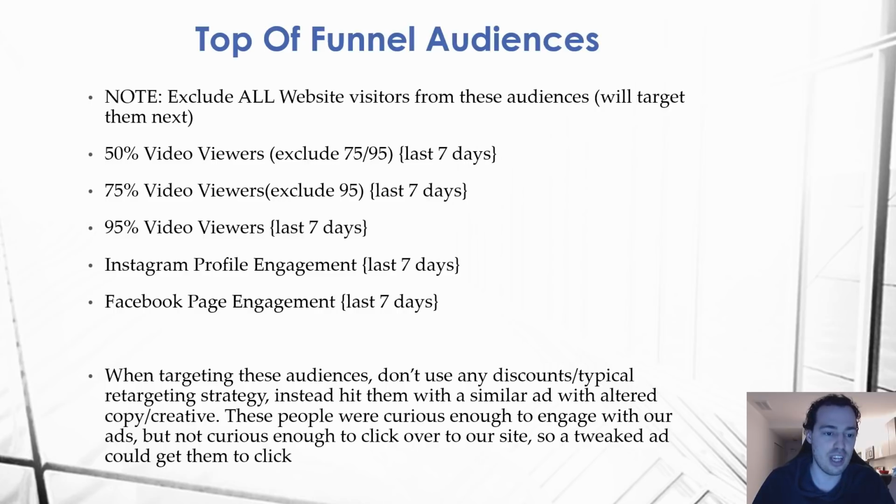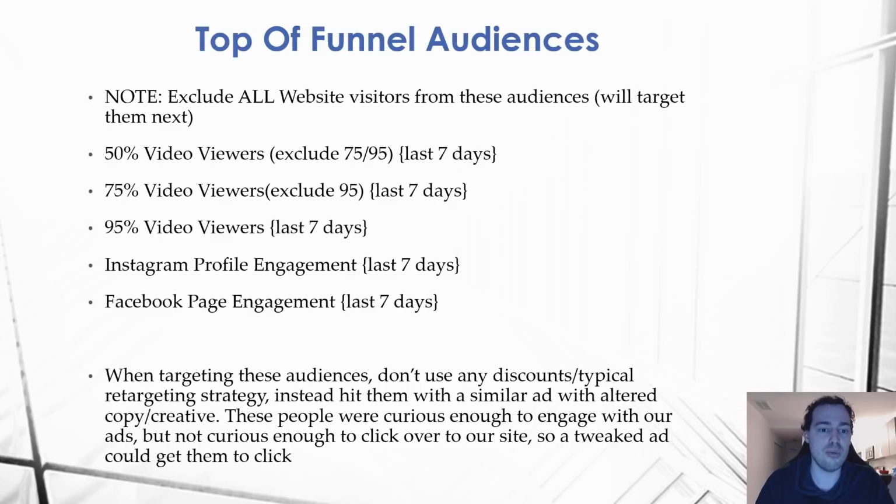As you can see, I have 5 different audiences here, and I would recommend utilizing all 5 of these. The first one is 50% video viewers. These are people that viewed 50% of our video ad. And like I said, make sure you exclude website visitors, because we don't want to target website visitors here. So this audience in particular is going to be people that viewed 50% of our ad, but didn't click over to our website.